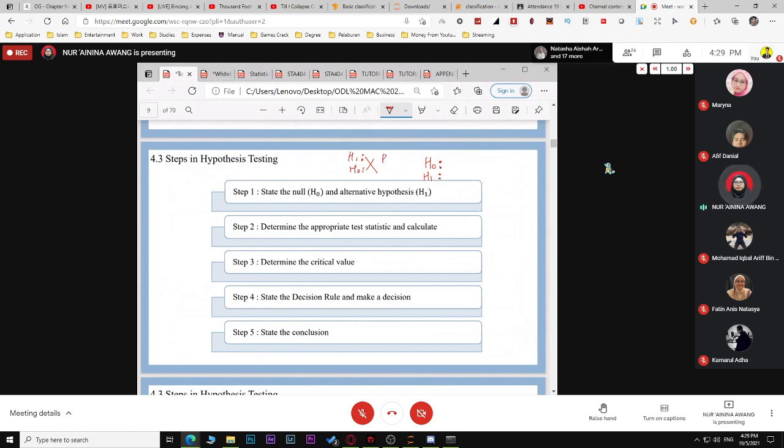Okay, so saya tak nak you answer buat macam ni. Okay, tak nak. Make sure nota bertindih. Okay, so that is the first step. You write your hypothesis. And then the second step, determine the appropriate test statistic and calculate.